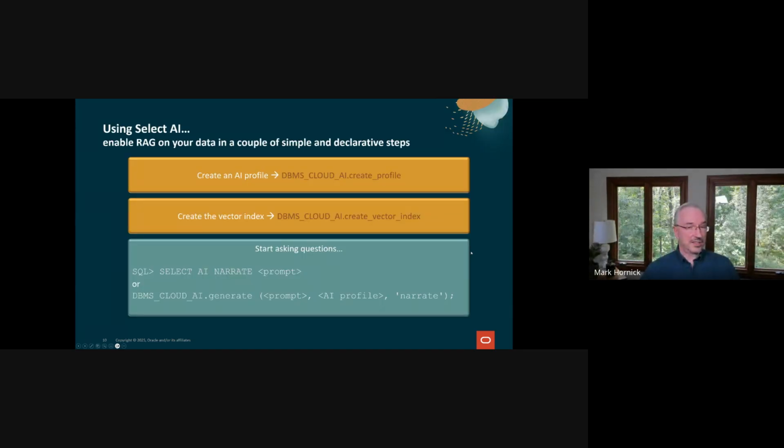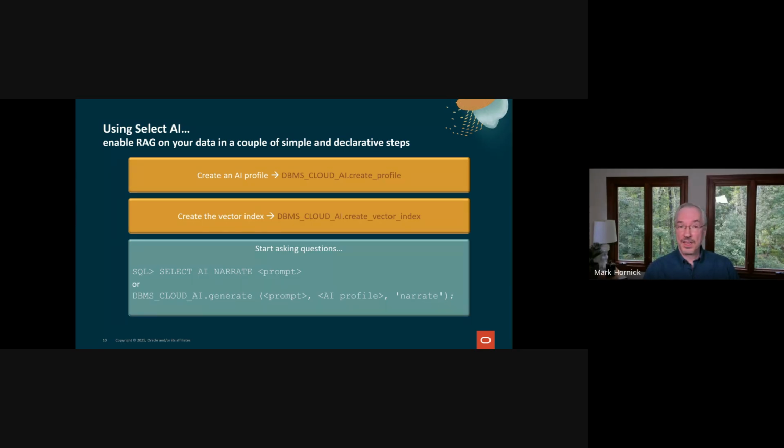Now, how do we make this possible? Well, with Select AI, there are really just a couple of simple and declarative steps. The first one is we create what we call an AI profile. The AI profile allows us to specify the AI provider. Which LLM do we want to use? Which transformer do we want to use? What is the name of our vector index that we're going to create?